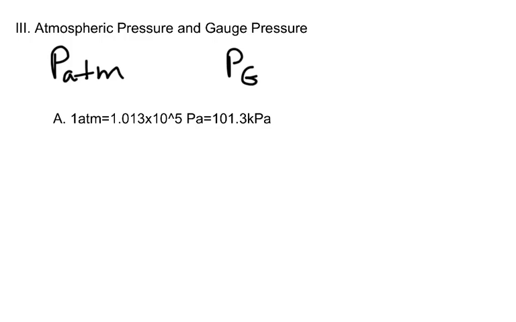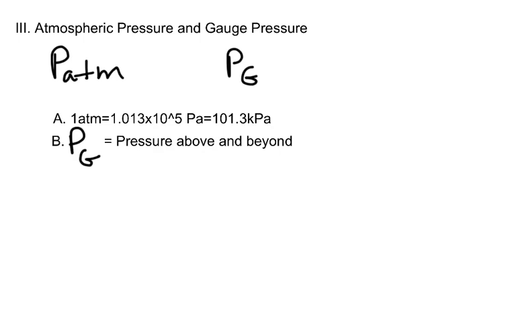Alrighty, now I'd like to talk with you about atmospheric pressure and gauge pressure. Atmospheric pressure, I'm going to give a subscript of ATM, P sub ATM, and for gauge pressure, P sub capital G. Now, 1 atmosphere of pressure is equal to 1.013 times 10 to the 5 newtons per square meter, or pascals, and that's equal to 101.3 kilopascals.